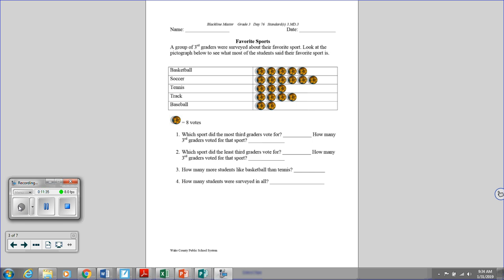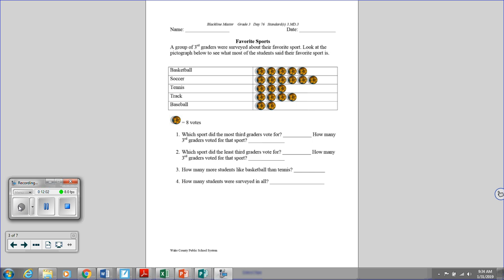Alright, so our graph reads, a group of third graders were surveyed about their favorite sport. Look at the pictograph below to see what most of the students said their favorite sport is. Circle the word surveyed. A group of third graders were surveyed.